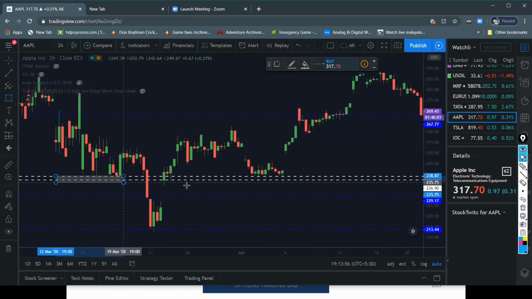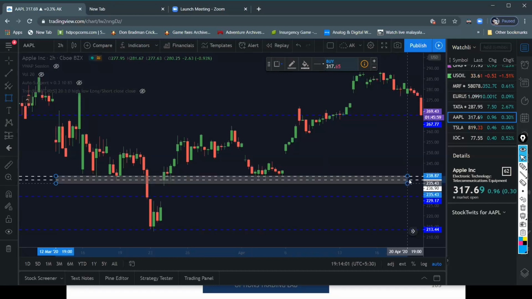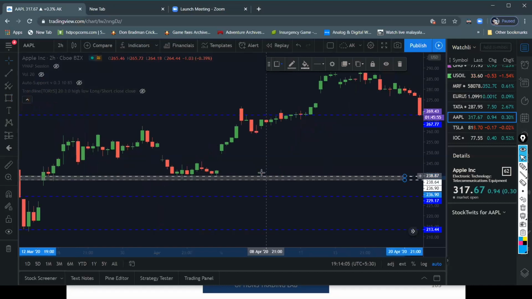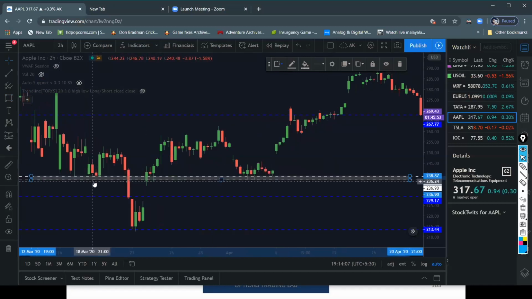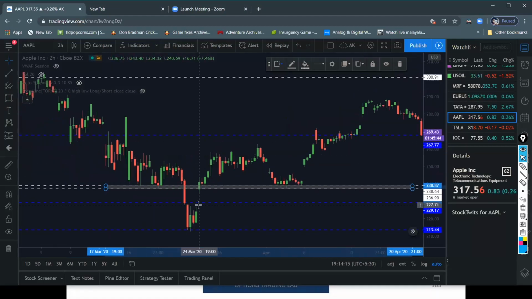Like, draw it as an area. Support and resistance are not actually lines. It is an area where the stock reverses. Because first you have to draw a line along the wick, and then you have to draw a line along the body. Then you will get support and resistance as an area.